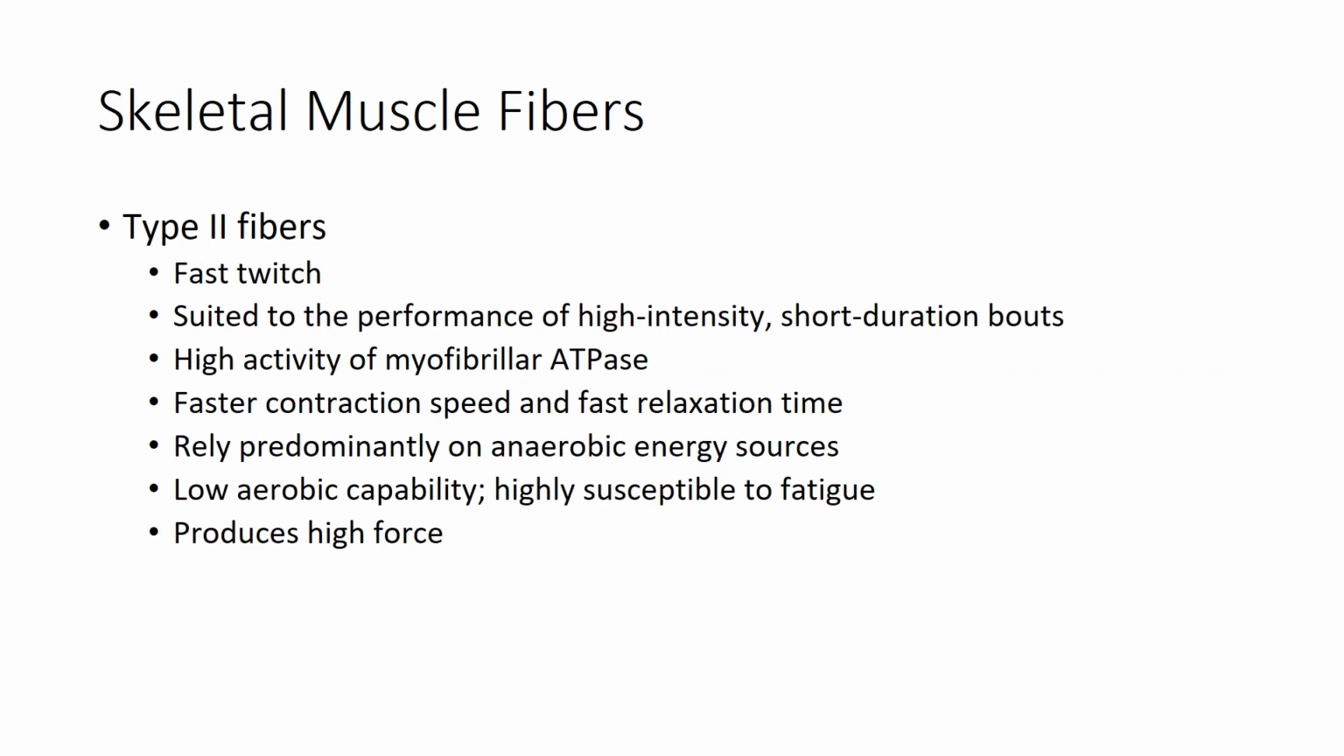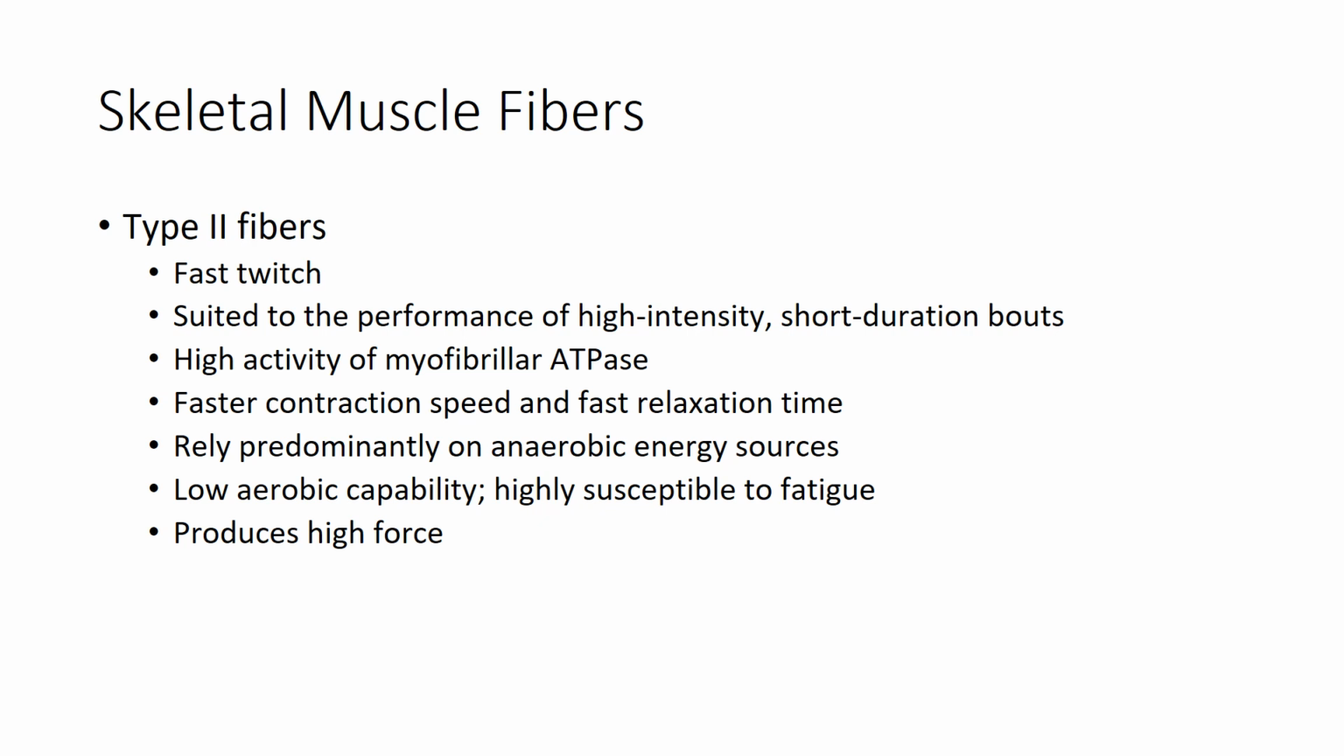With type 2 fibers, these are referred to as fast twitch, and these fibers are suited for the performance of high intensity short duration bouts such as the 100 to 200 meter dash or long jump or high jump, but anything related to explosiveness. Within type 2 muscle fibers, there's a high activity of myofibrillar ATPase, and this is going to rely on producing a faster contraction speed and faster relaxation time, which allows for a greater force production compared to the type 1 muscle fibers.